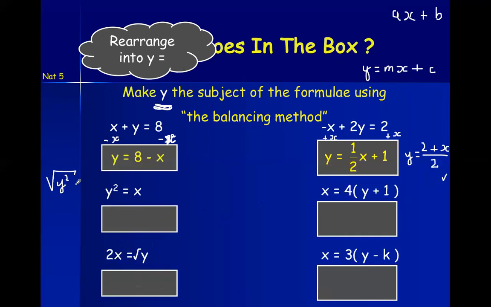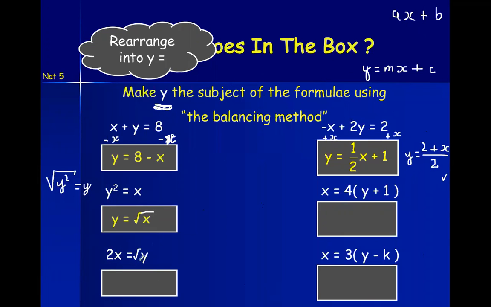What number do you time by itself to give me y squared? It's y. Y times y. Give me y if you take the square root of it. And that's why if I square root that left side, I need to square root the right side as well. And the answer just becomes y equals square root of x.